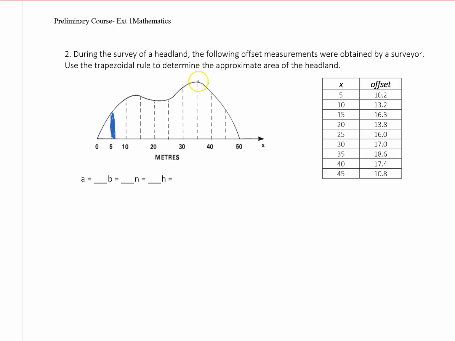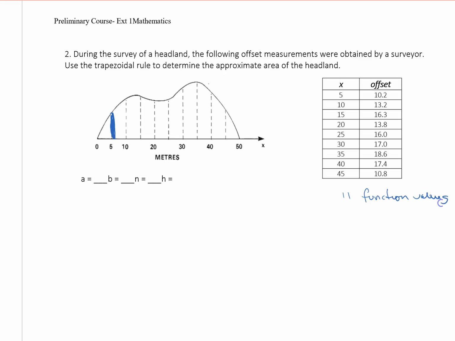That's not given. It just says during the survey of a headland, the following offset measures were obtained by a surveyor using the trapezoidal rule to determine the approximate area. So we've got 1, 2, 3, 4, 5, 6, 7, 8, 9, 10. We've got 10 sub-intervals, 10 applications. We've got, well, actually 1, 2, 3, 4, 5, 6, 7, 8, 9 values. Now with 10 applications, shouldn't we have 11 function values?